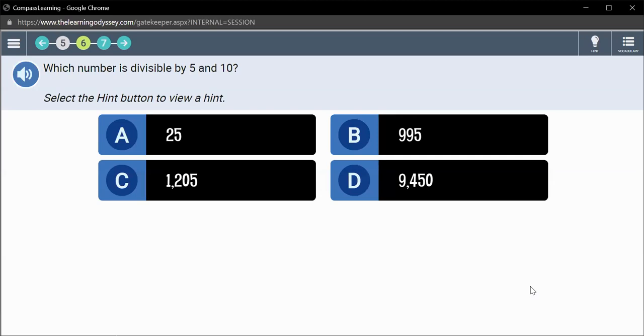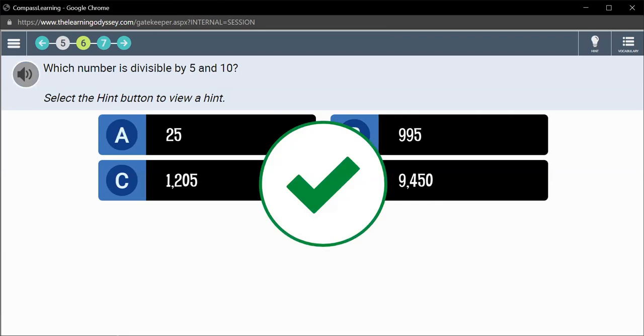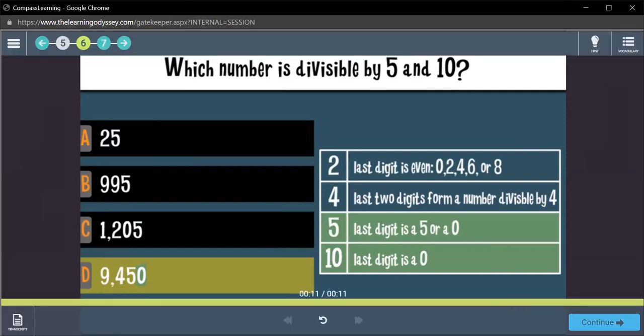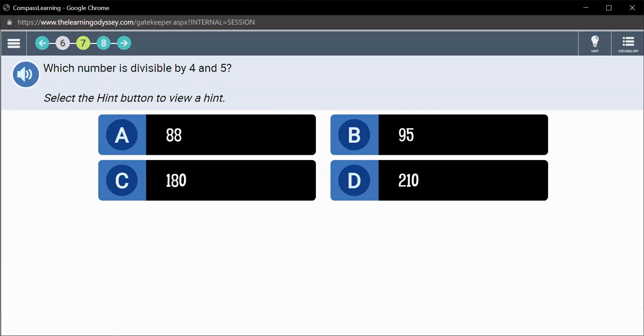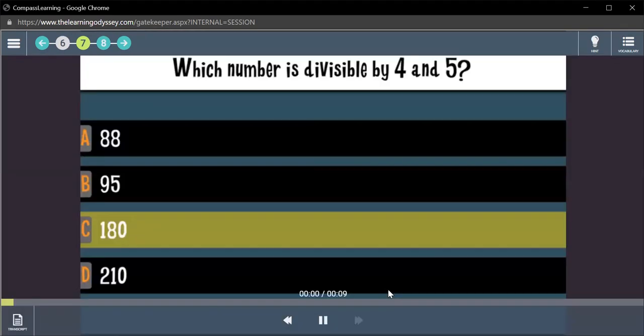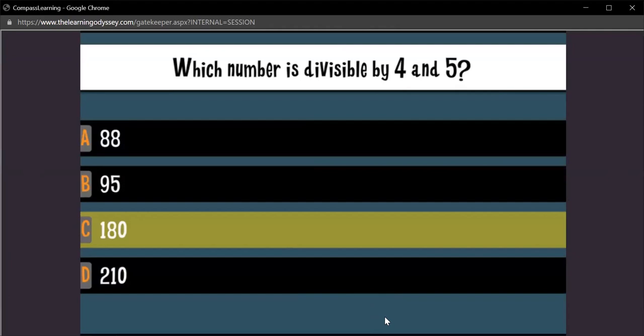Which number is divisible by 5 and 10? D is the correct answer. I know this because the last digit in 9,450 is a 0. Therefore, the number is divisible by 5 and 10. Which number is divisible by 4 and 5? C is the right answer. The last two digits are divisible by 4, and 180 is divisible by 5 because the last digit is a 0.